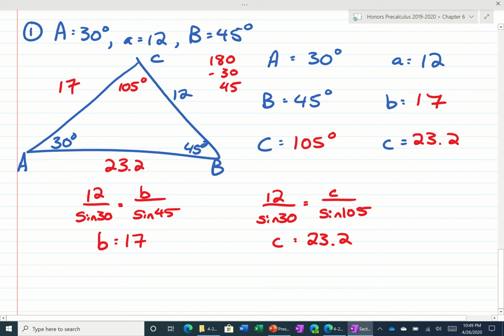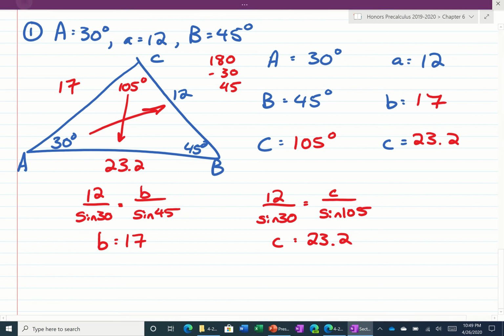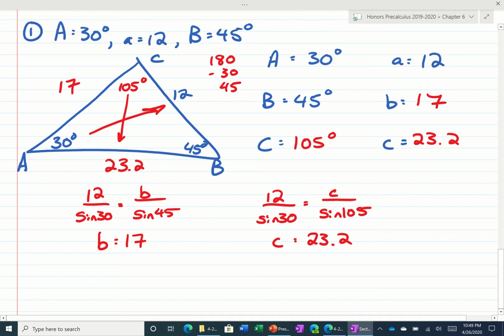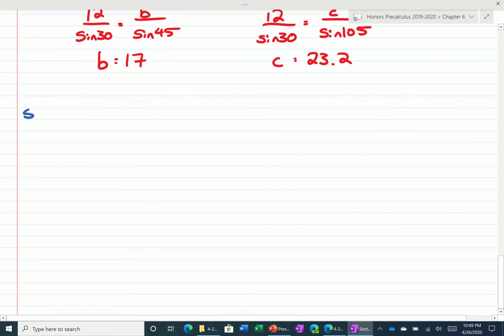Alright, so one thing we should double check is just make sure the smallest angle is opposite the smallest side and the largest angle is opposite the largest side. Number 3 is going to be similar, so the answers are in the back, and then I'll finish up with number 5 here. Number 5, it says that angle A is 36 degrees, side A is 10, and side B is 4.